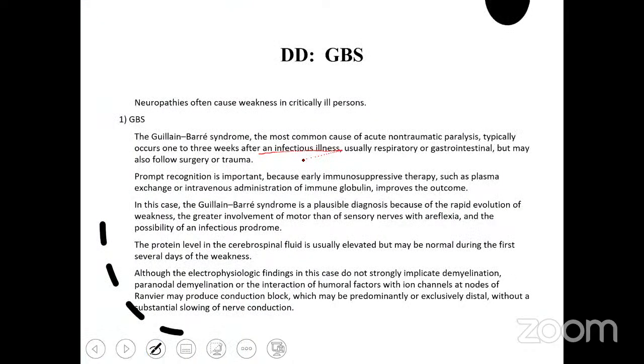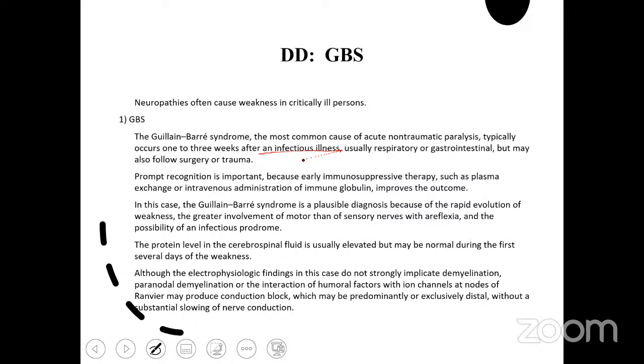So let us look at the differential diagnosis. What are the things which we can come across? The neuropathies first, then neuromuscular junction abnormalities, and then the myopathies. GBS is the most common cause of acute non-traumatic paralysis. It typically occurs 1 to 3 weeks after an infectious illness, usually respiratory or gastrointestinal, but may also follow surgery or trauma. It is very important to recognize because immunosuppressive therapy is available for us and improves the outcome.